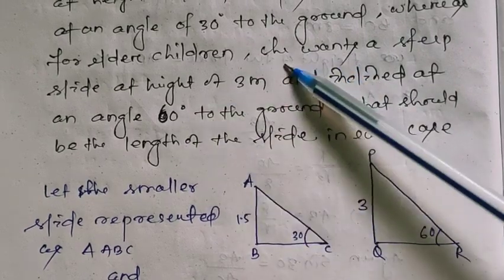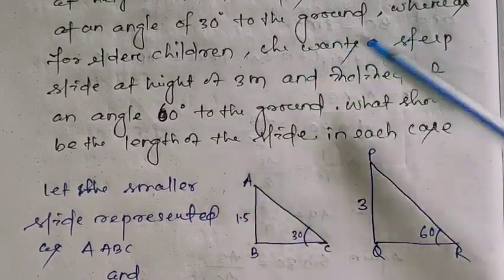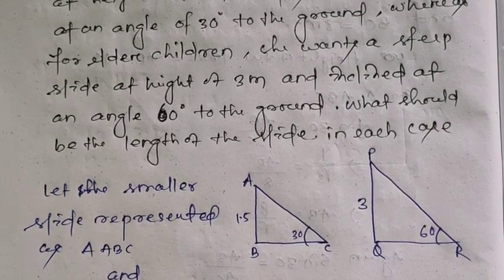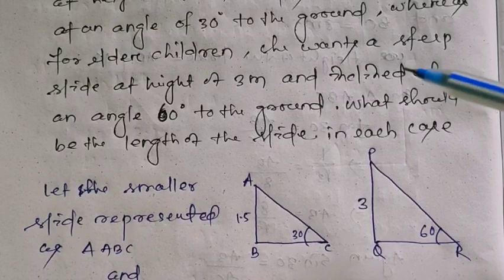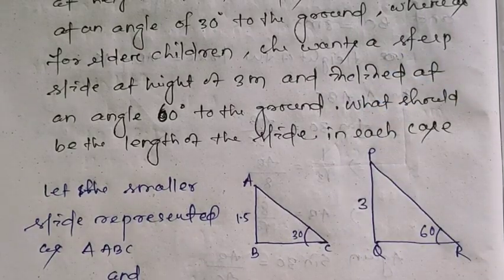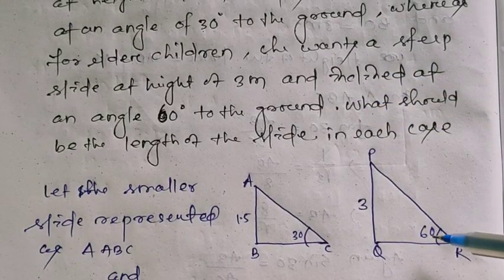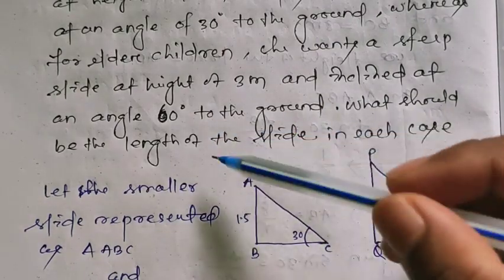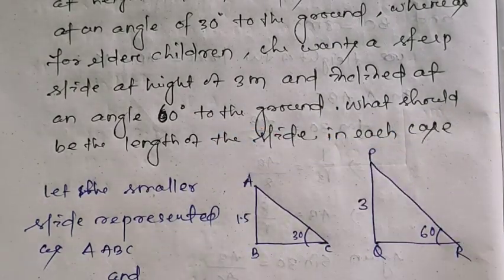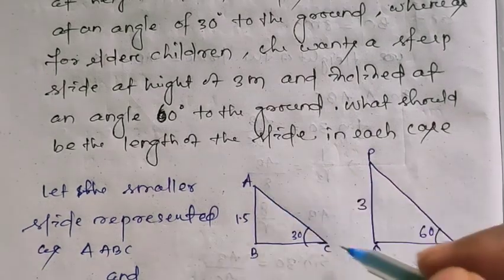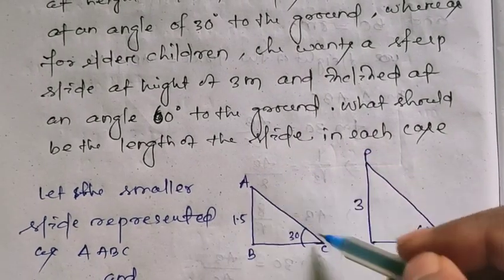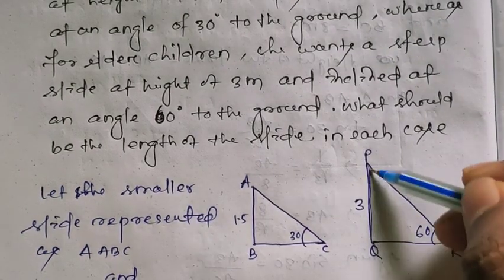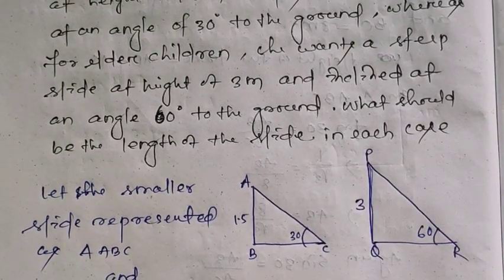Whereas for elder children, she wants to install a steep slide. Steep slide means it will be steep, that is your elevation is 60 degree, an angle 60 degree to the ground. What should be the length of each slide? That means we have to calculate the length of each slide, AC as well as PR, and the height of this slide for elders is 3 meter given.